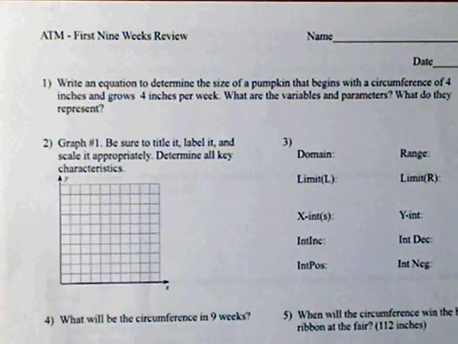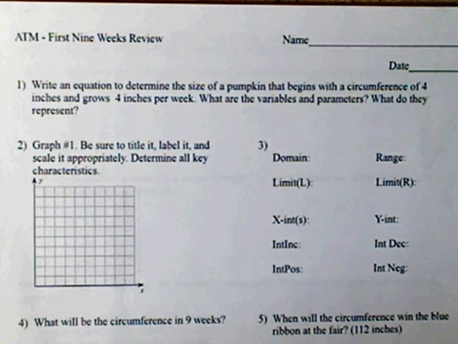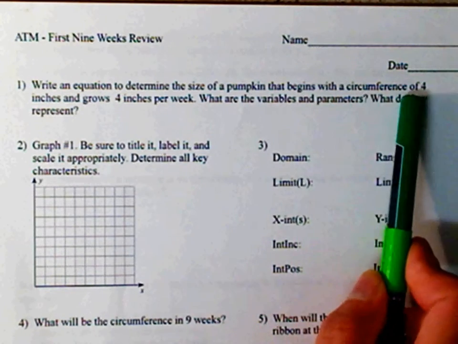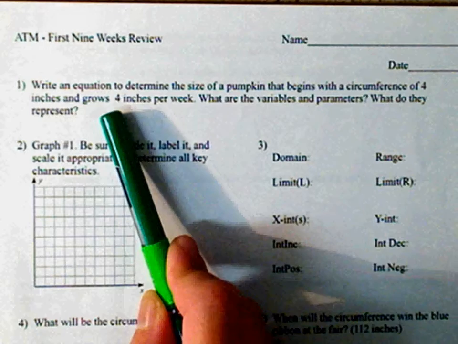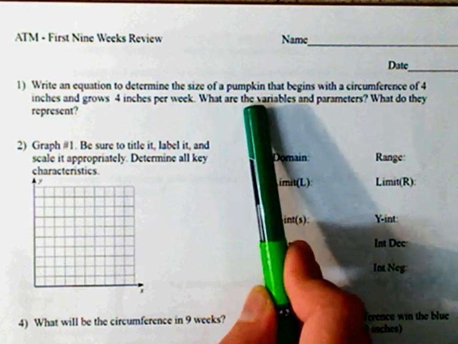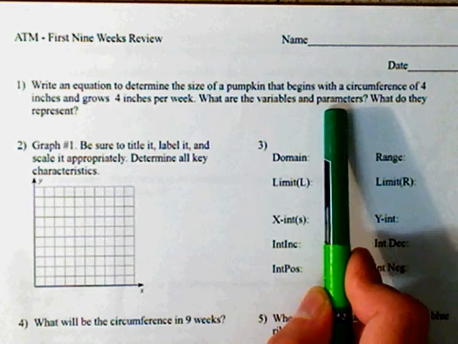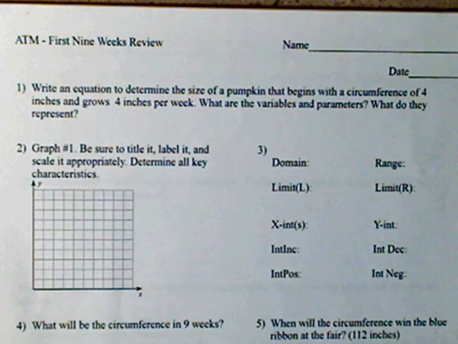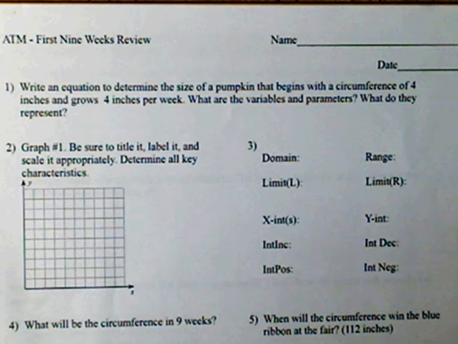Number 1, it says, write an equation to determine the size of a pumpkin that begins with a circumference of 4 inches and grows 4 inches per week. Question says, what are the variables and parameters, and what do they represent? All right, so this is a linear. This is a pumpkin that continues to grow 4 inches every week. We're not going to take into account where they start to max out and drop. We're just going to talk about the growth.